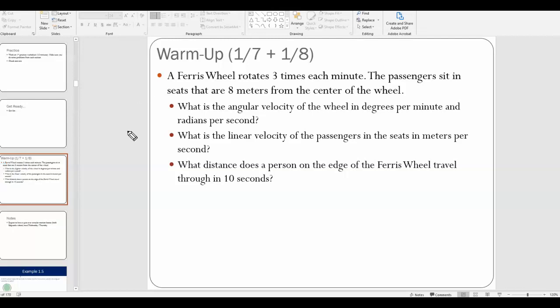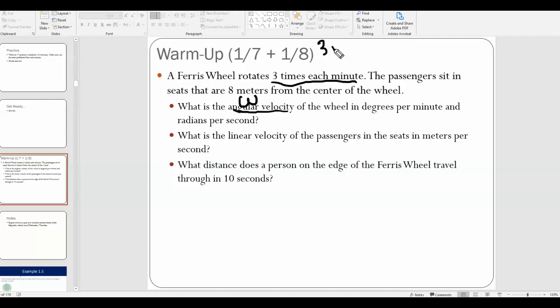Okay, so we're first asked to find the angular velocity of the wheel in degrees per minute and radians per second. Remember, angular velocity, that is omega, and that is basically an indication of how fast an object is rotating, and we're asked to find it in 2 different units, degrees per minute and radians per second. Now we're actually given the angular velocity already, just not in the correct units, because we're told that it rotates 3 times each minute. In other words, every 1 minute that passes, it rotates 3 different times.